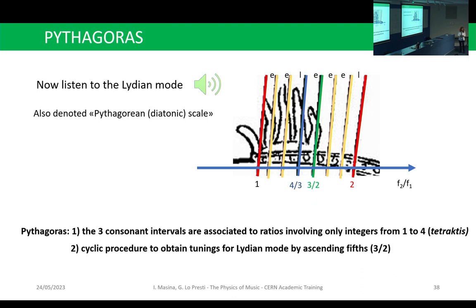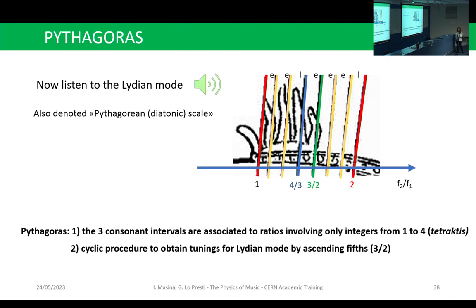Pythagoras comes in with his school because, according to the literature tradition, he made two big proposals. One is, let's say, not really scientific, but anyway. The idea is that the three consonant intervals are associated with ratios involving only integers from 1 to 4. So 1, 2, 3, 4. The tetractys. It means that these numbers are special for the universe and we can use just them. I am a bit joking. So this was to stress the importance of using just these four numbers.